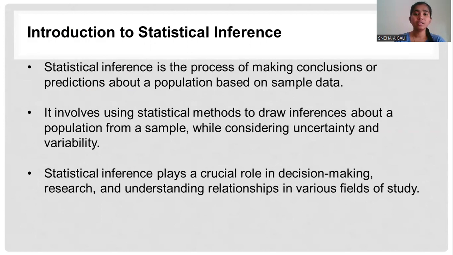Statistical inference is a process of making conclusions or predictions about a population based on some data. It involves using statistical methods to draw inferences about a population from a sample while considering uncertainty and variability. Statistical inference plays a crucial role in decision making, research, and understanding relationships in various fields of study.